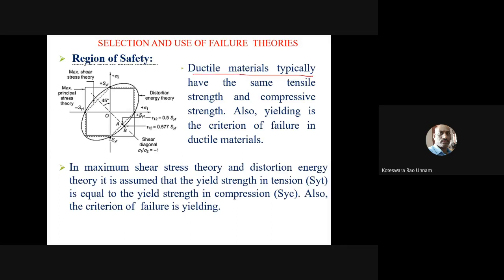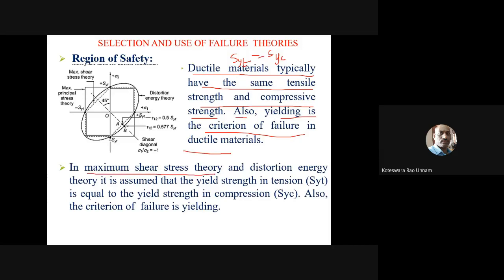Ductile materials typically have the same tensile strength and compressive strength. That's what we already discussed. That is, SYT is the same as SYC in the case of ductile materials only. In the case of brittle materials, it is different. Ultimate strength in tension is less than ultimate strength in compression. That also we already discussed. Also, yielding is the criterion of failure for ductile materials. This is what we already discussed.